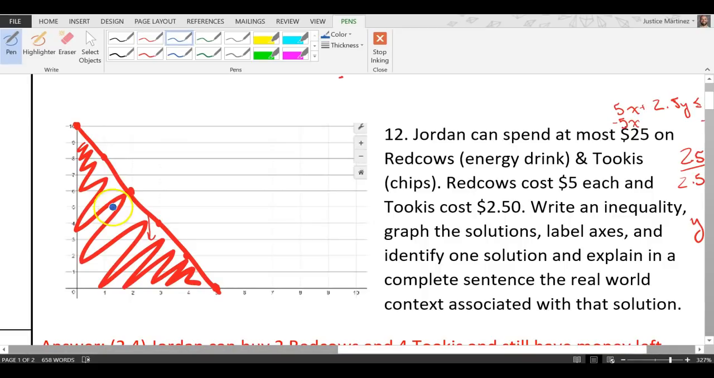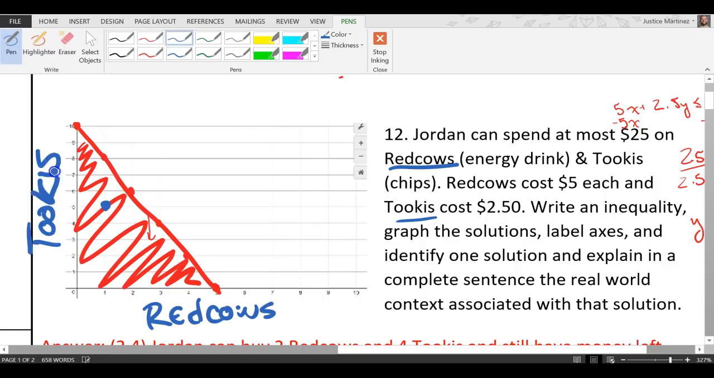Now, let's say we choose 1, 5. That means Jordan could buy one red cow, because that's what we labeled here. And I should actually do it on here. That's terrible of me. I'm sorry. Red cows. And this is Tukis. I could buy one red cow and 5 bags of Tukis for less than $25. I could have also chosen any of these points, but I need to explain them in context.